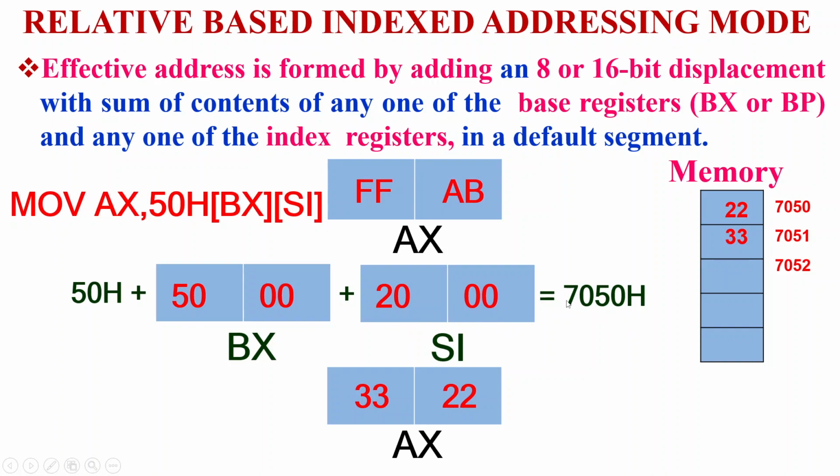So the memory location is 7050. The pointer will move to this memory location 7050. The data available here is 22. It will be stored in the AL register, and the memory location will be incremented by 1 to 7051, and the data is 33. It will be stored in the AH register.